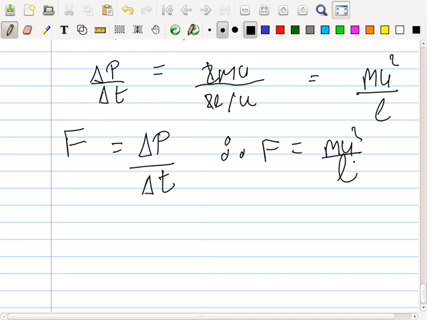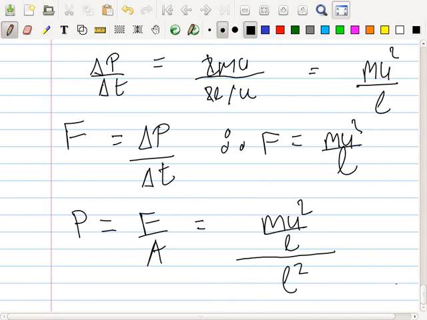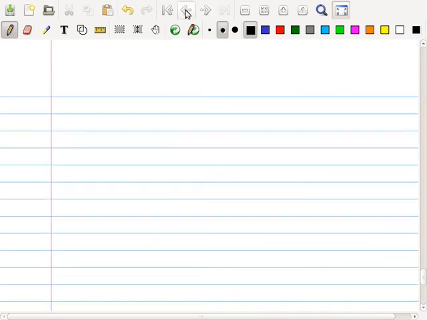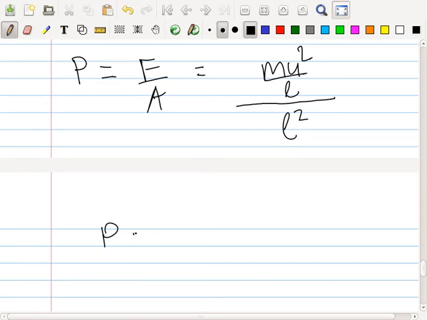Now, pressure, do you remember the definition of pressure? Force over area. So that will equal mu squared over L, all over, what's the area here? L squared. So I get pressure equals mu squared over L cubed.